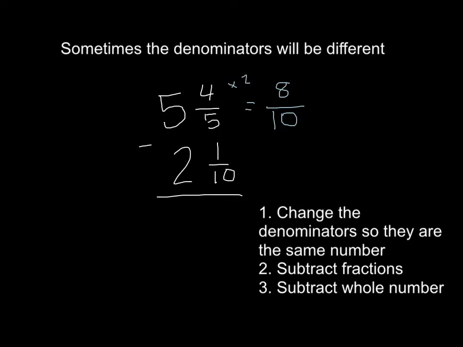So your first step in this type of problem is to first change the denominators so that they are the same number. And then step 2 is we can subtract the fractions like normal. I'm going to take 8/10 subtract 1/10, and my answer is going to be 7/10. Step 3 is subtract the whole number, and 5 minus 2 is 3. So your answer is 3 7/10.